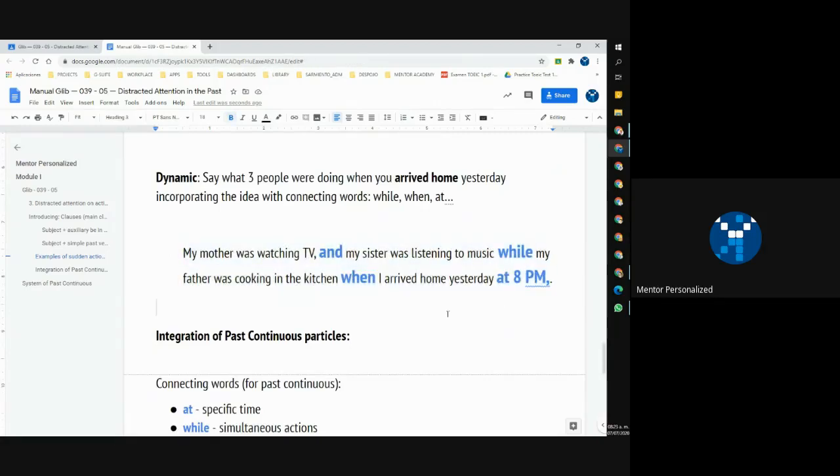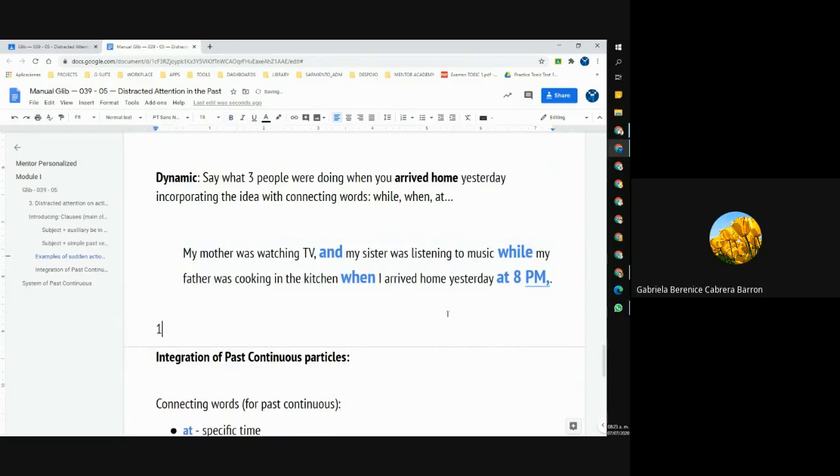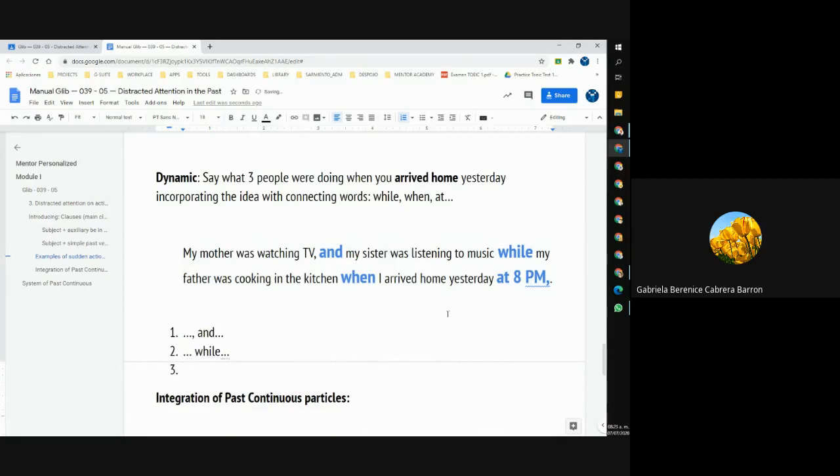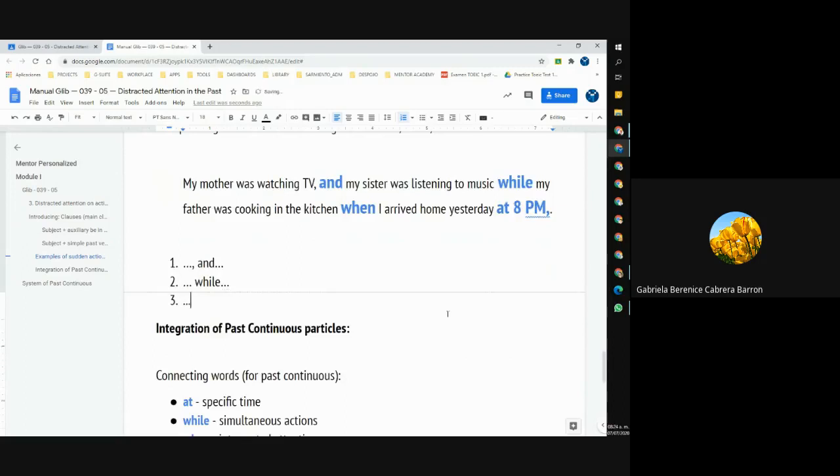Okay, so remember, it's possible for you to incorporate all the ideas. Can you give me another example similar to this? My boss was having a meeting or a reunion, and my partner was listening to music while my teacher was organizing your day when I arrived at the office. No, sorry, when I arrived at the office.